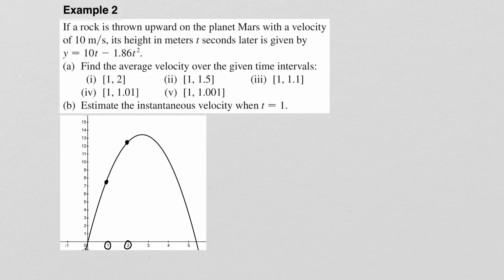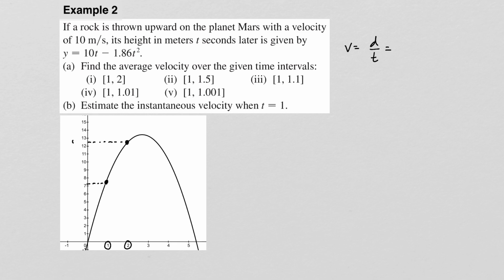Okay? To find the average velocity, you need to find the distance traveled divided by time. So let's remember that velocity is equal to distance divided by time. But the distance traveled, you can see on the graph, is just the distance that you travel from here to here.